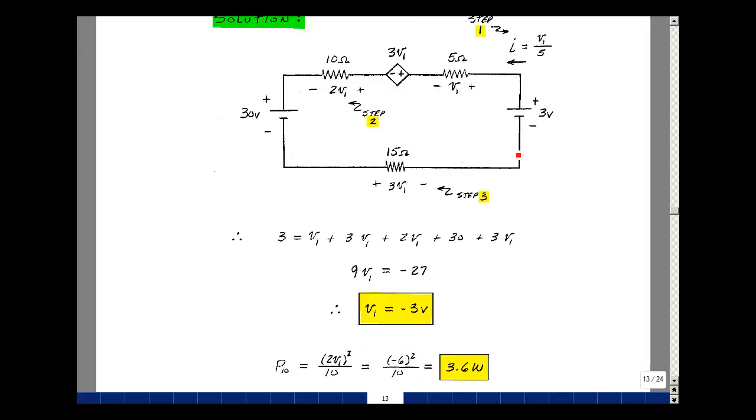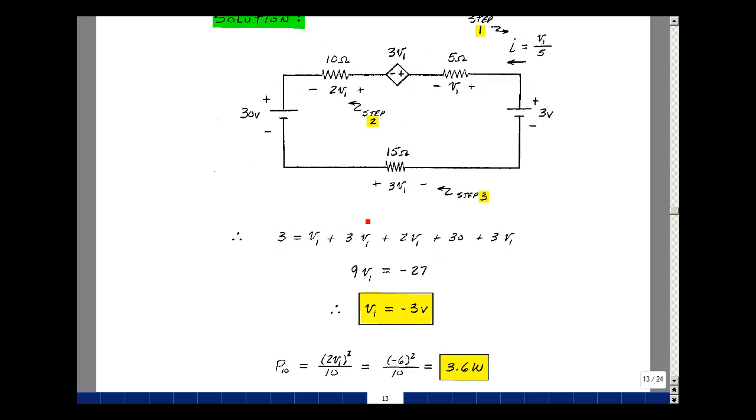Go around the loop. I'll go around counterclockwise. I have a rise in voltage of 3, a drop of V1, a drop of 3V1, a drop of 2V1, a drop of 30, and a drop of 3V1. And that's this expression right here, equal to the rise in voltage.